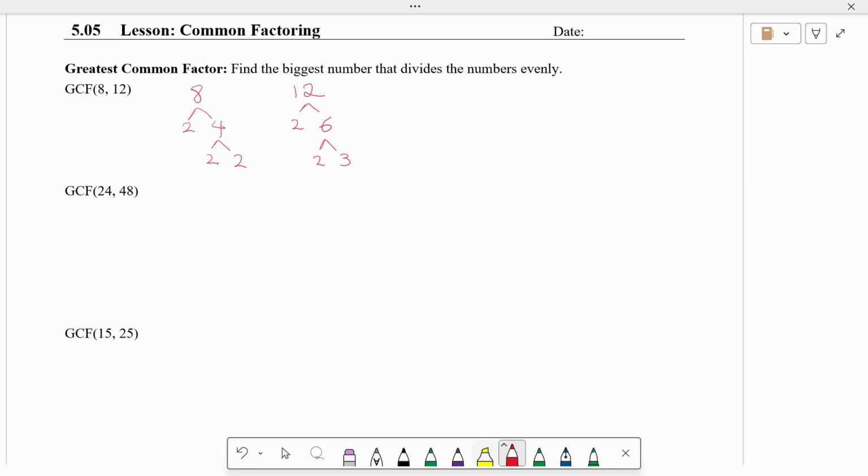So what do they have in common? Which factors do they have in common? A 2 is here, I see. And I see a 2 over here as well. I see another 2 here. And I see another 2 here. So the greatest common factor of 8 and 12 would be 2 times 2. So the GCF would be 2 times 2, which is 4.